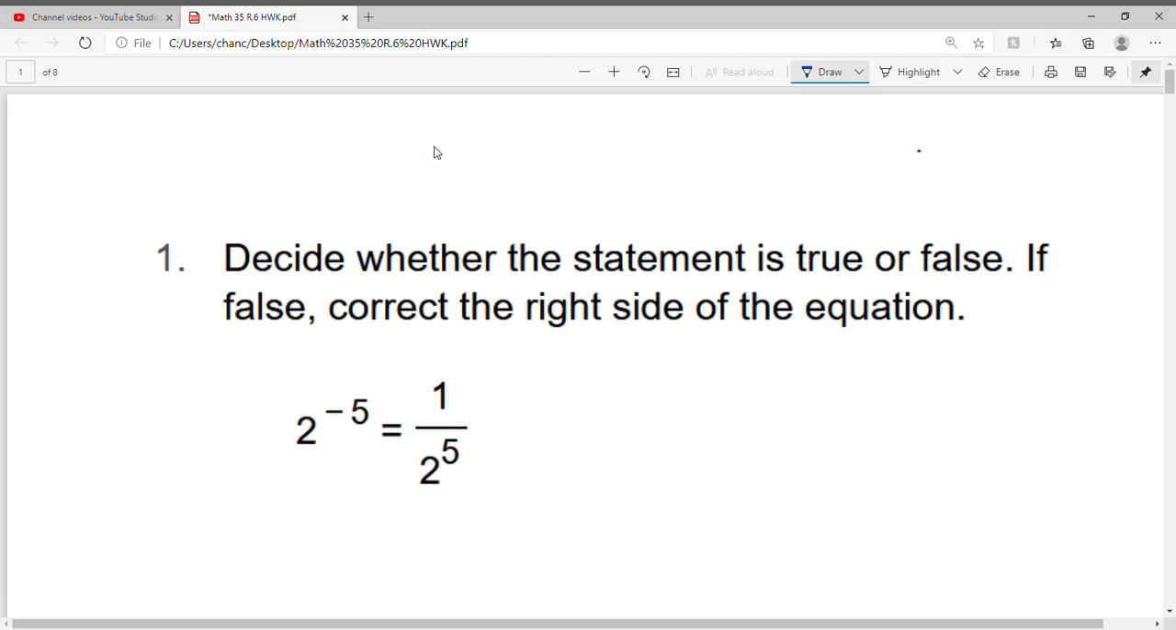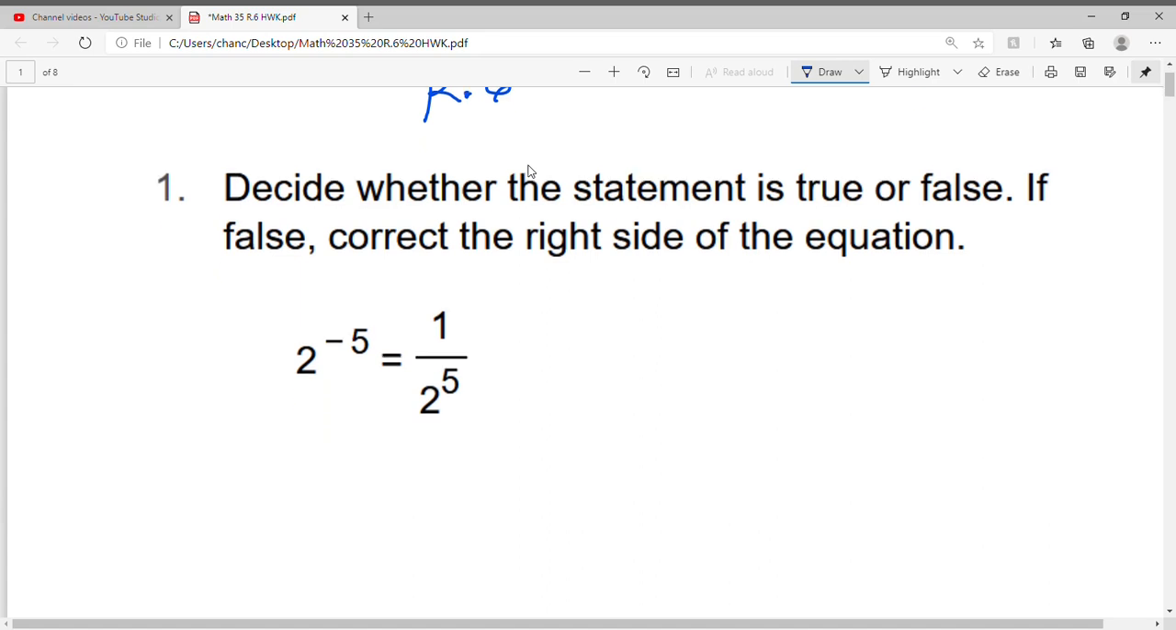Let's look at section R.6 and do some similar questions to your homework. Question 1. Decide whether the statement is true or false. If false, correct the right side of the equation.